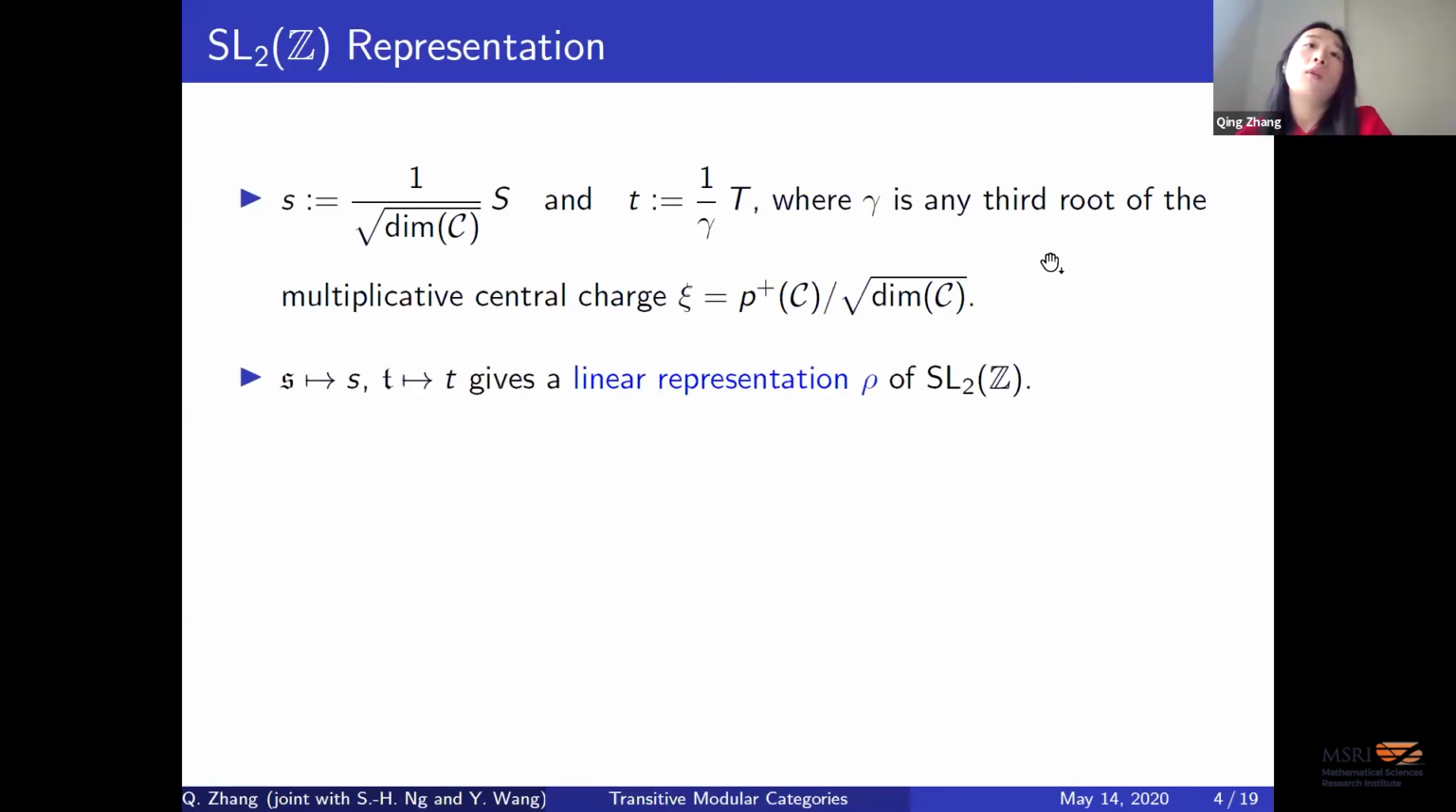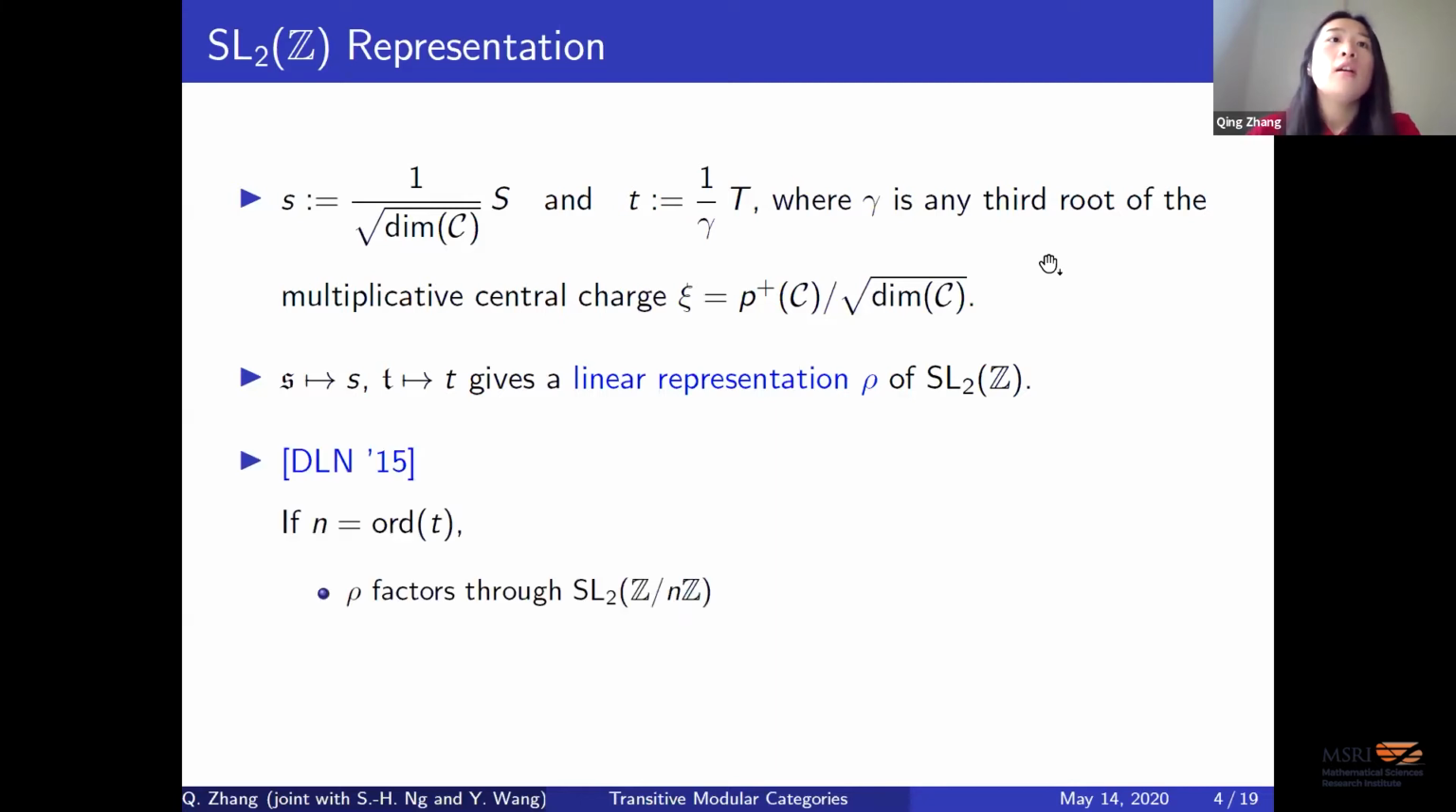This way, we obtain a linear representation rho of SL2Z. And it was proved by Dong, Lin, and Yin: if the order of the normalized T is n, then the representation has kernel a congruence subgroup of level n. As a consequence, this representation factors through a finite group, SL2Z mod n.